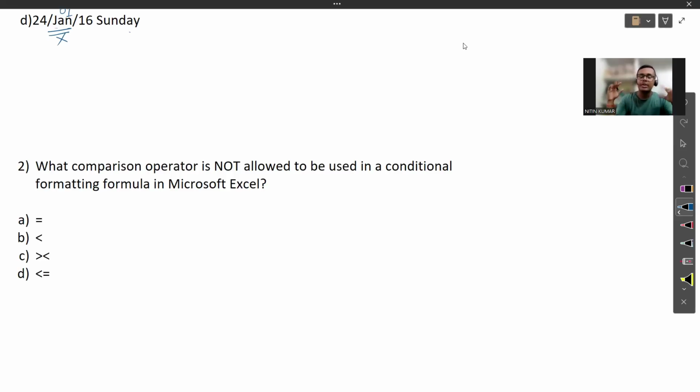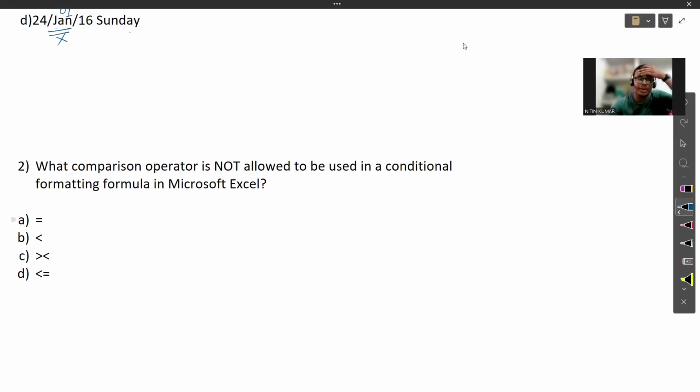But for now, in MS Excel, there are multiple formulas. So conditional formatting is just to compare the data, okay, in MS Excel. So we have been given four conditional formats as options, and we have to find which is invalid, which is not allowed. So let's check.